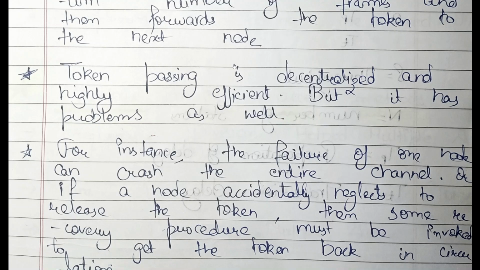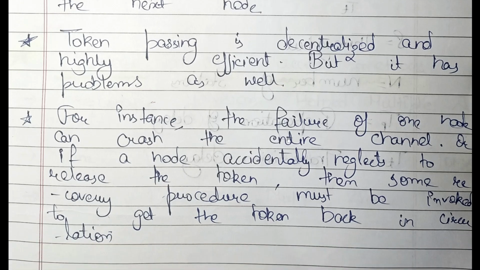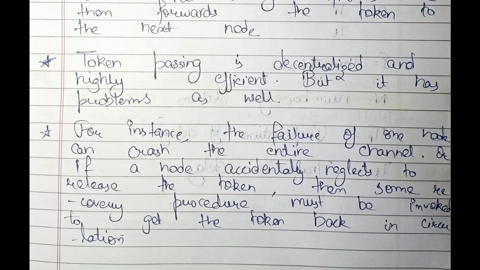Token passing is decentralized and highly efficient, but it has problems as well. Suppose the node holding the token, because of some error, is not passing the token to anybody. Then the entire system is going to fail, because the token is being held by a single node. It need not be deliberate; it can happen because of some error. So these are the drawbacks that you can have in token passing. It is also written over here.